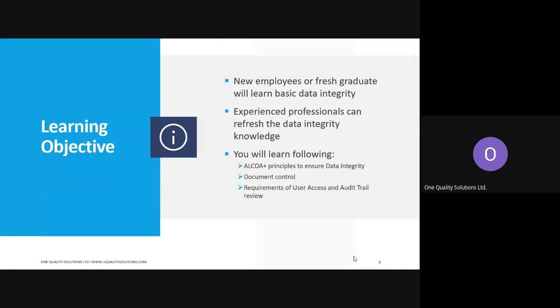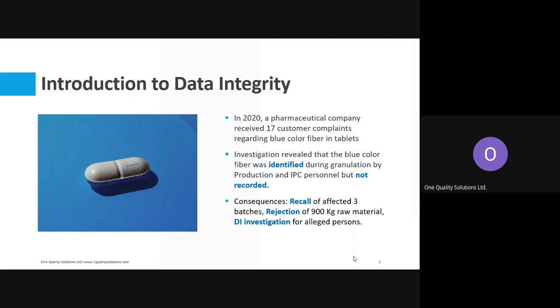From this webinar, you will also learn ALCOA Plus principles to apply in your workplace to ensure data integrity. You will also learn document control, which is a very important topic for data integrity. Also, you will learn user access management and audit trail, including the regulatory requirements and examples of observations from FDA inspections. So let's start the learning.